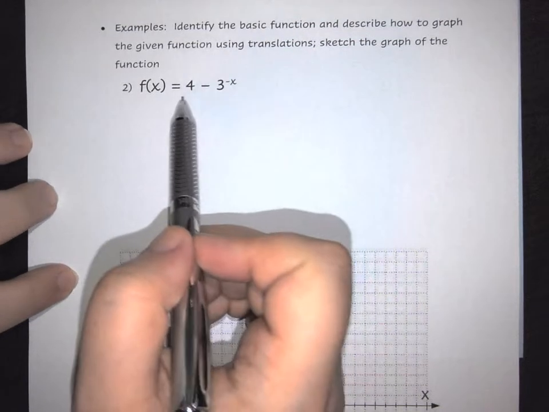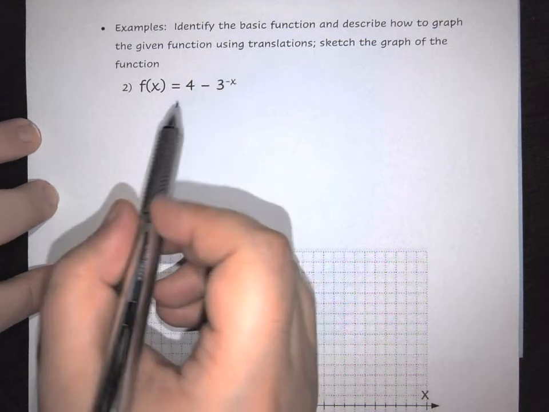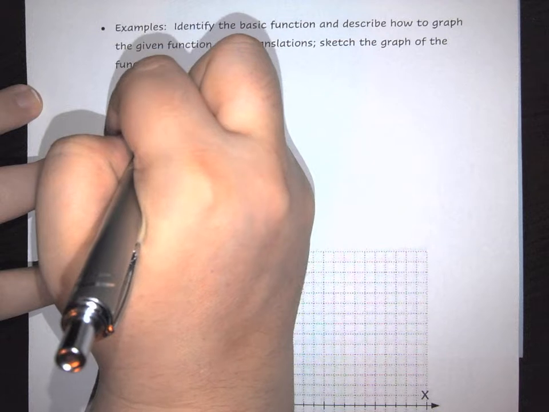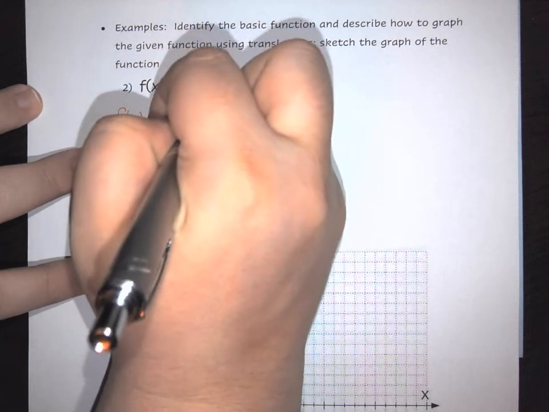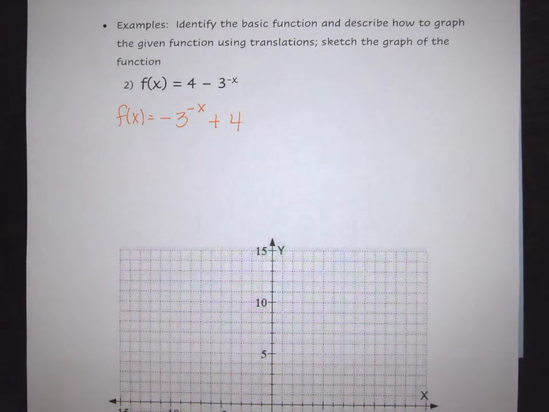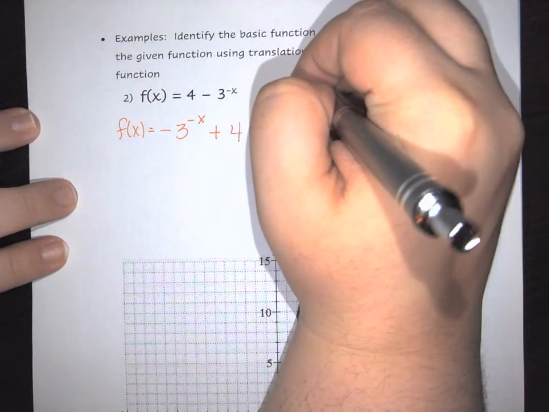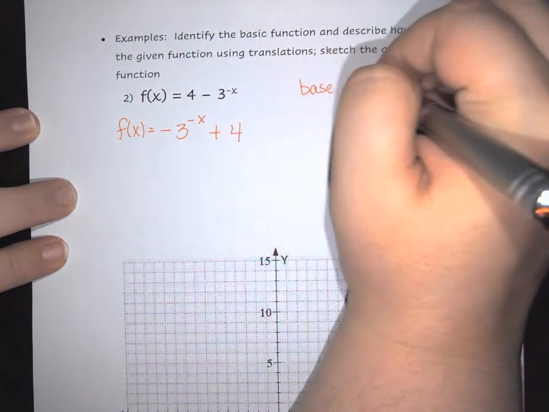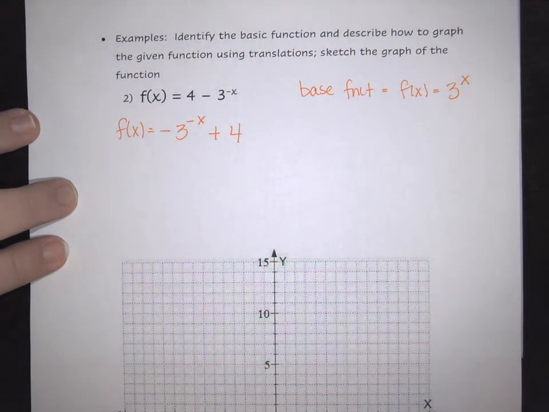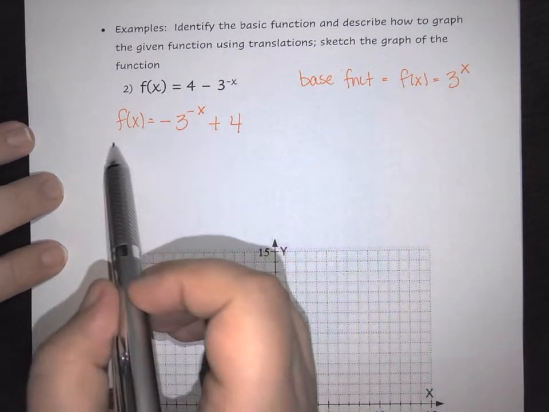So if we look here, one thing that we can do right off the bat is we can rearrange our formula or function if we choose, so that we have a better idea of the transformation form. So this would be -3 to the negative x plus 4. Now once we do that, we can identify the moving parts that we have. So first and foremost, our base function is actually f of x equals 3 to the x. Okay.